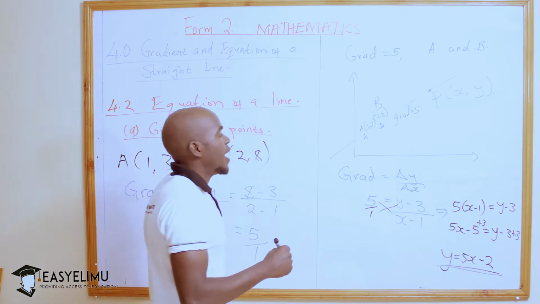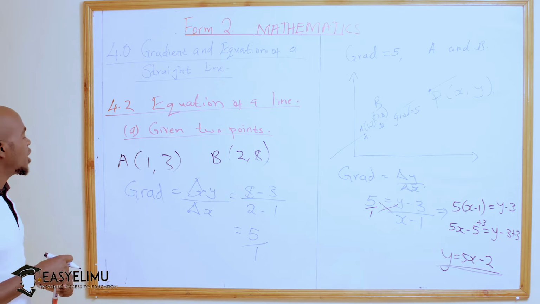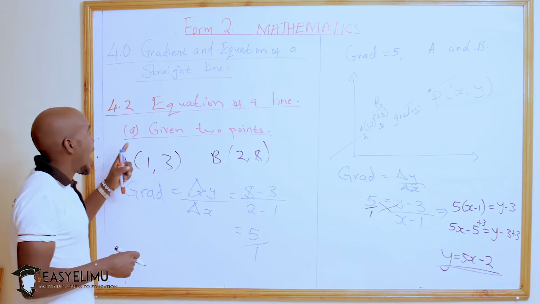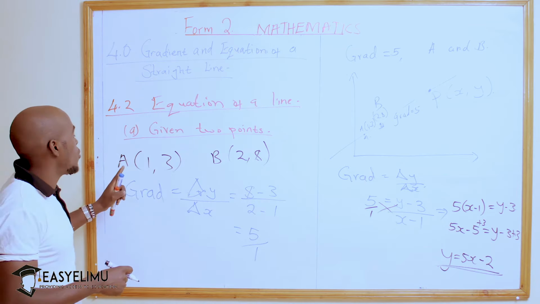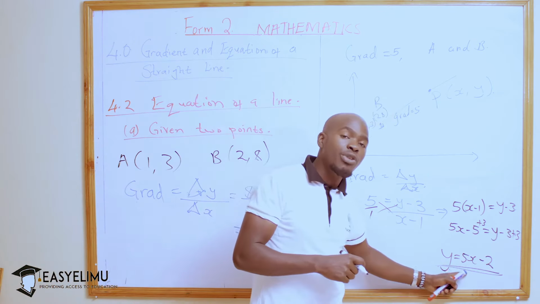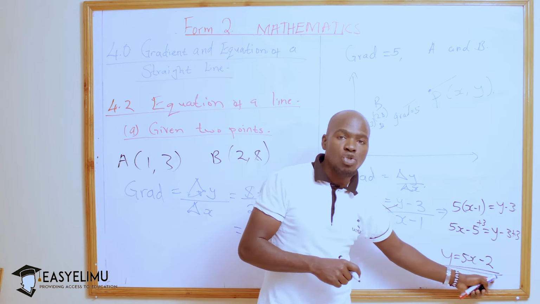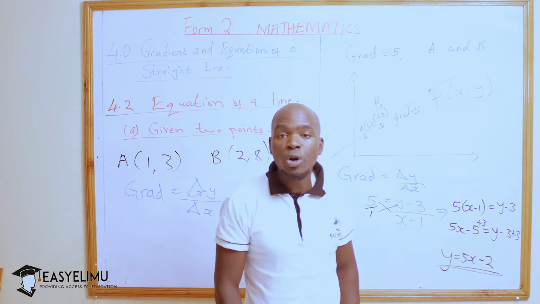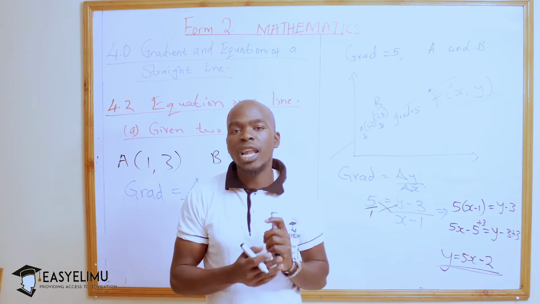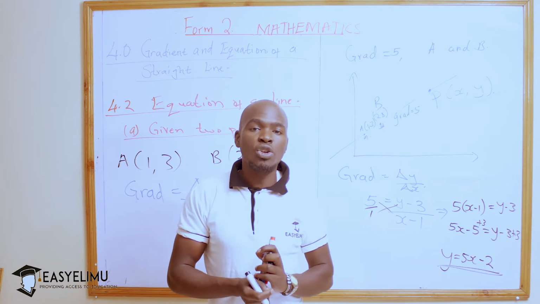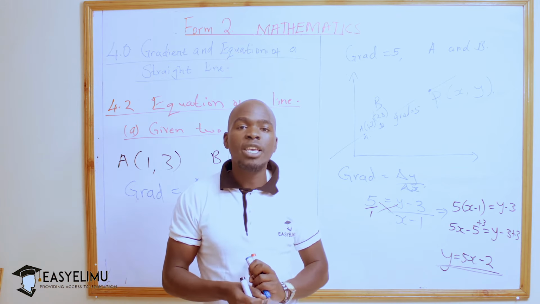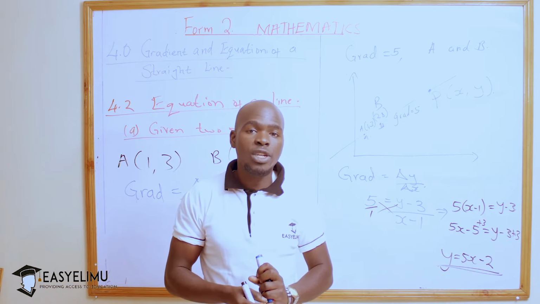So we have found that the equation of a line which passes through point A and B and has a gradient of 5 is y equals 5x minus 2 on computation. The same approach can apply to any given points. If you have been given 2 points on a straight line and you are asked to find the equation of that straight line, the same approach still works for every given point, so long as they are on the same straight line.